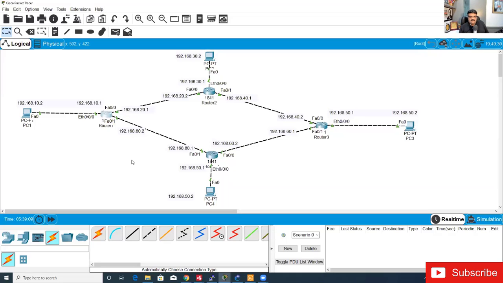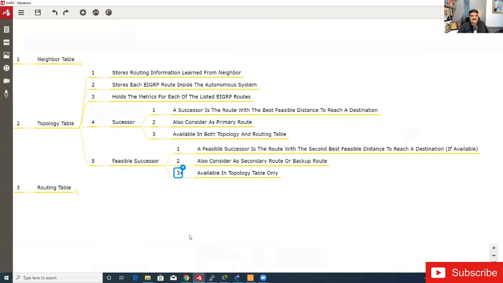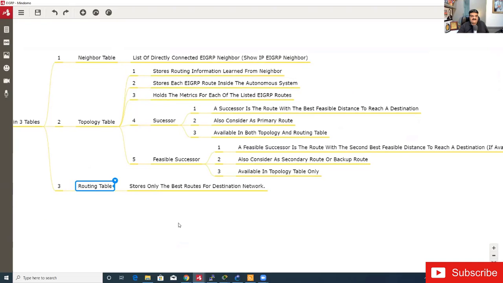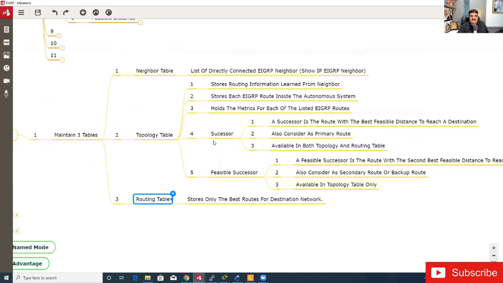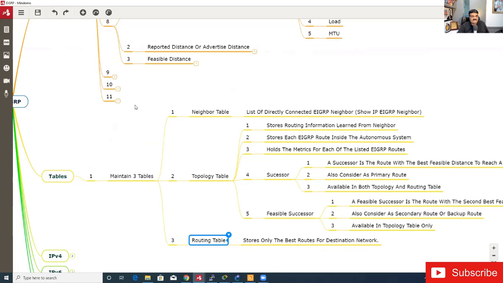So now let me open the mind map. This is all done. Let me open this again. We have this neighbor table, we have this topology table, and this is the routing table. So all this process is done. We know about the successor, we know about the feasible successor, we know about the reported distance and the feasible distance. So now I'm going to the 9th point.